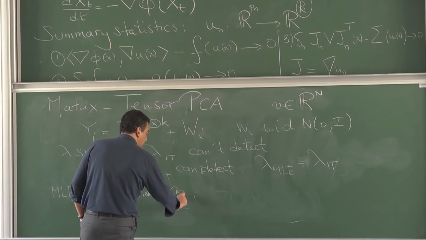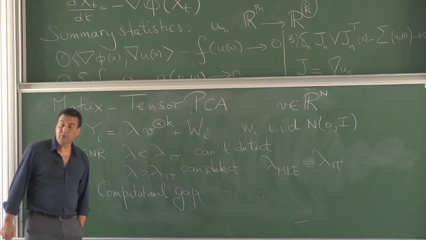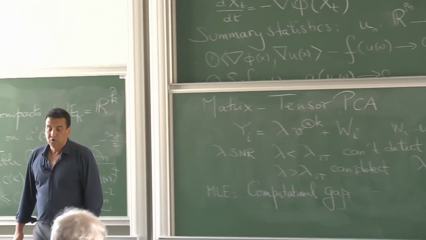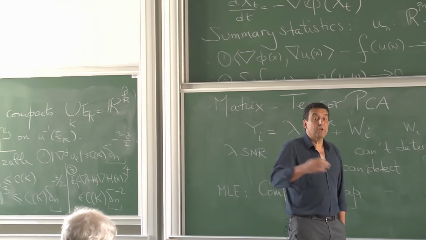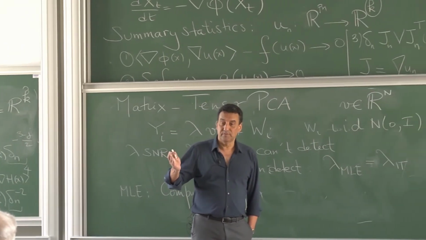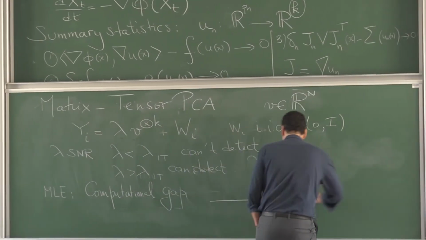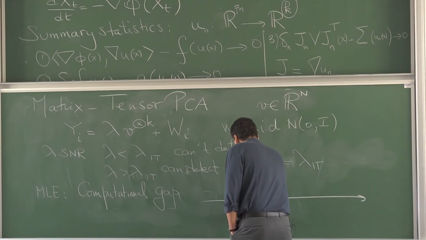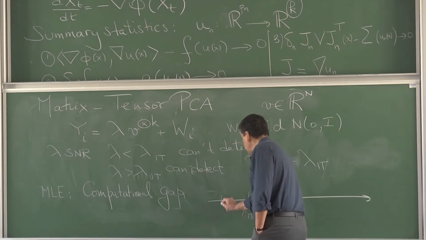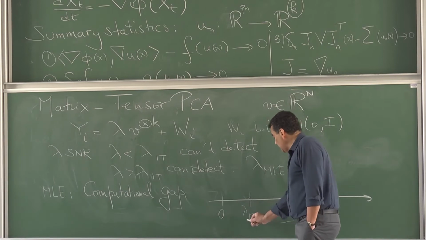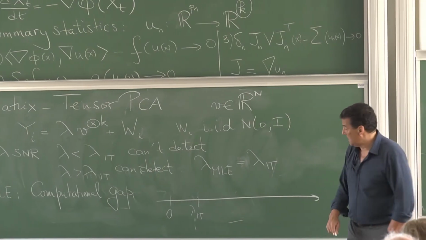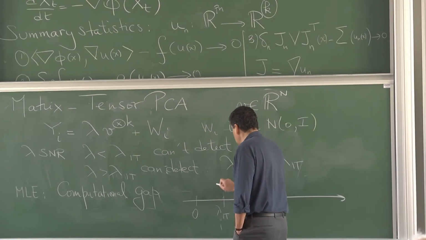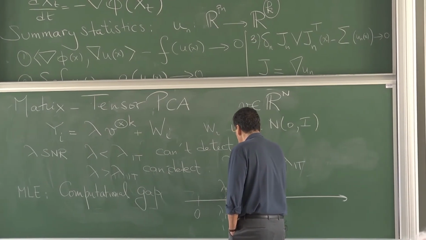And there is what is very famously known as the computational gap. So for the maximum likelihood, it depends what algorithm you choose, right? So let me again do this picture. You have lambda here. Let's assume I normalize everything. You have 0 here. Lambda, let me put it to be 1. It's not 1, but let's normalize everything so it's 1. Then lambda, the threshold for maximum likelihood, is here.